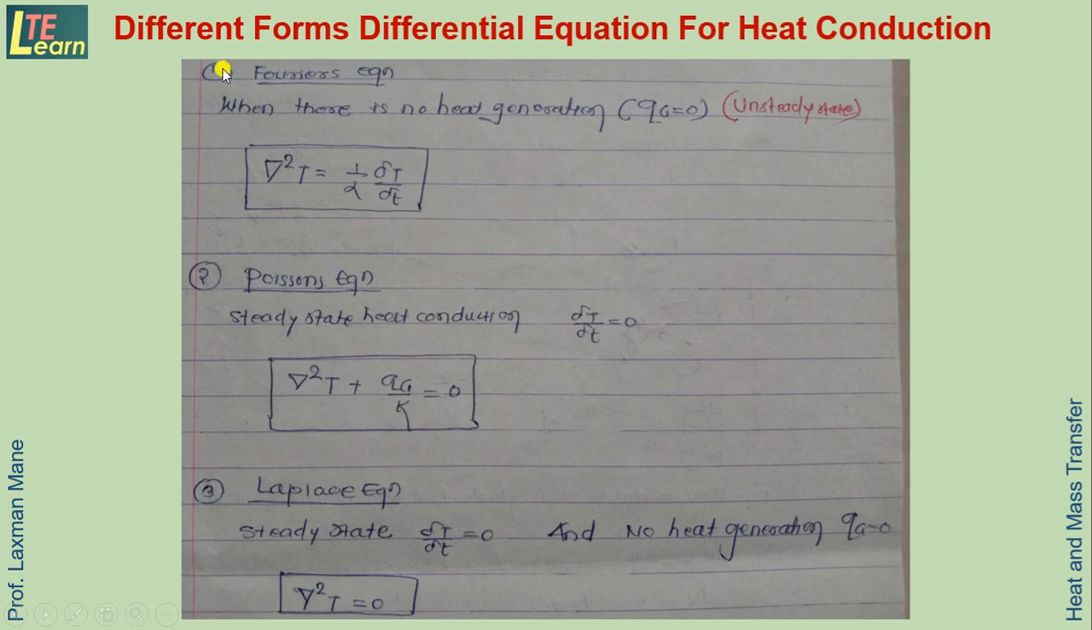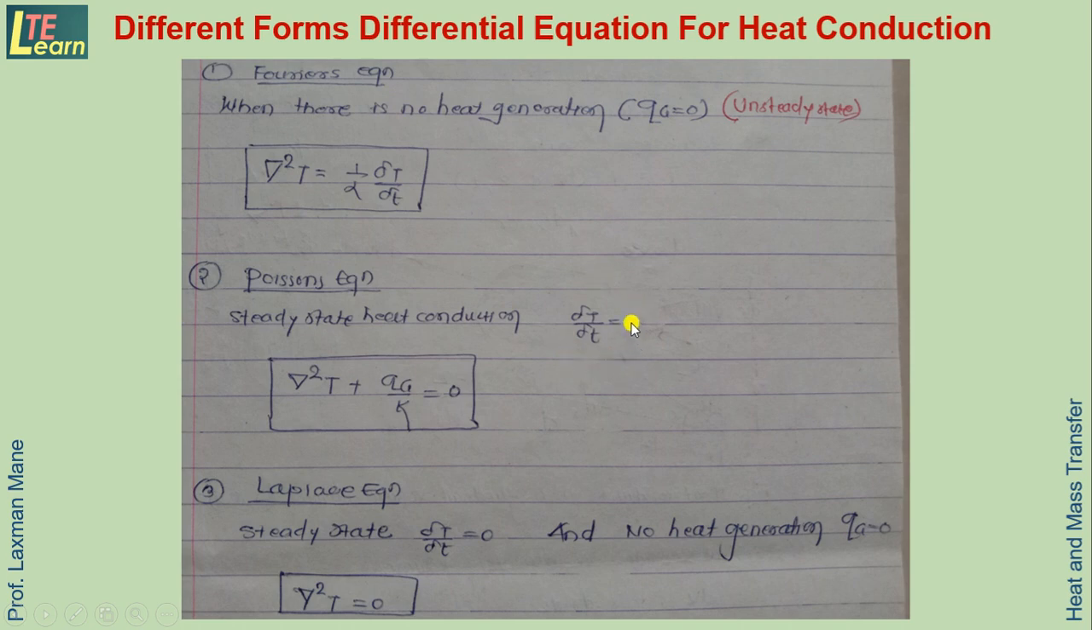Now there are different forms of the differential equation for heat conduction. Here three forms are given: Fourier, Poisson and Laplace. How? Let us see. When we consider unsteady state and there is no heat generation, meaning Qg is equal to 0, in that case this form is called Fourier's equation, that is del square T is equal to 1 upon alpha into del T by del t.